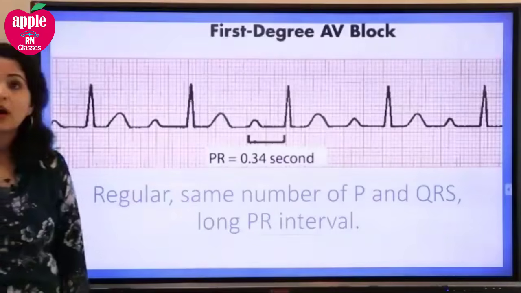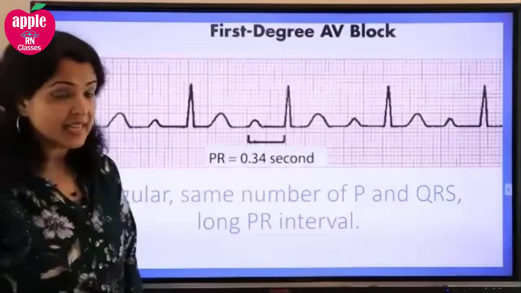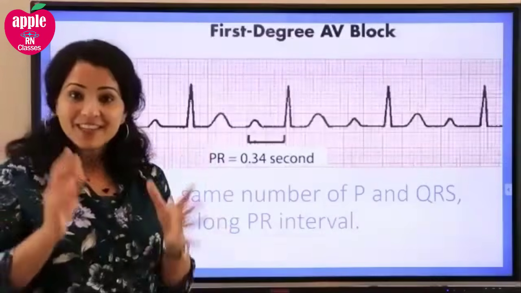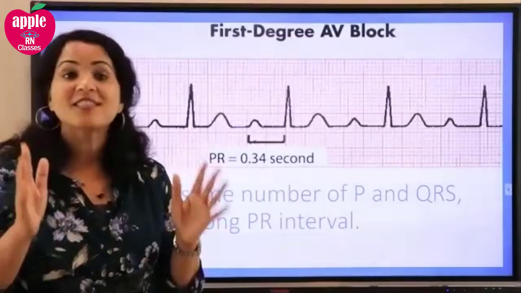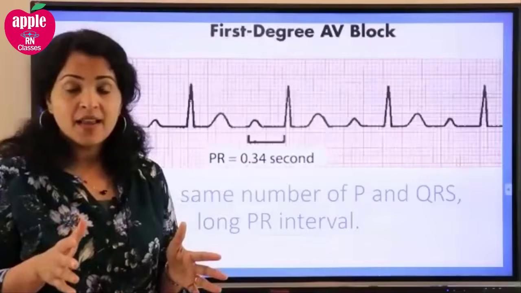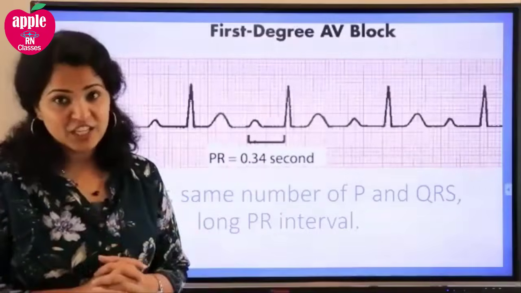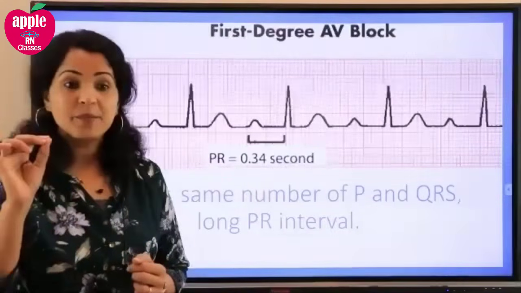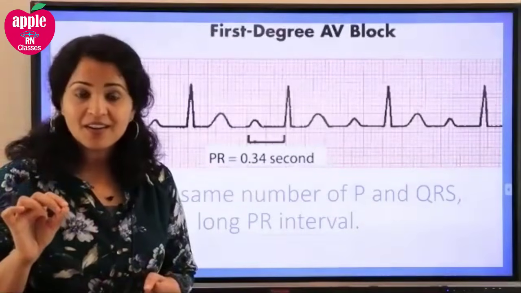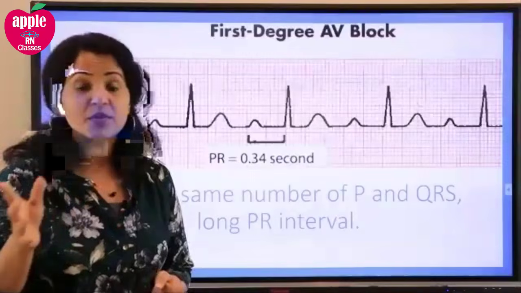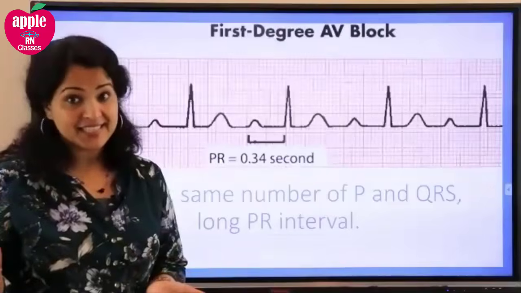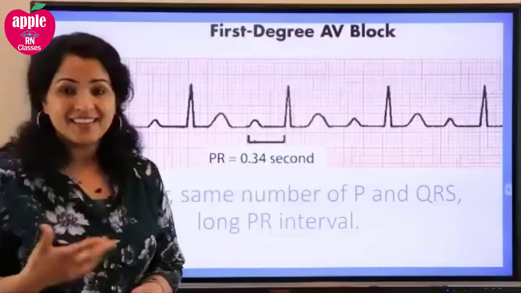Okay. This is how it's going to look in the ECG. Now, one major thing to remember: a first degree AV block, when you see it the first time, looks like a normal ECG. So please don't mistake a first degree AV block for a normal ECG. Sometimes you will get a normal ECG to interpret in the exam. I mean, they can ask you a normal ECG.